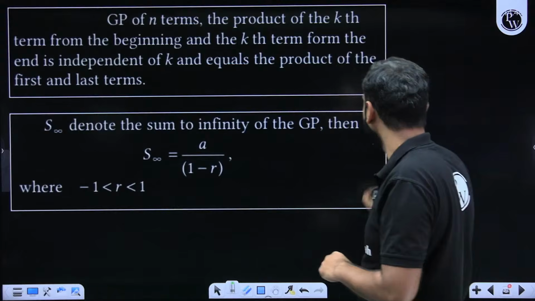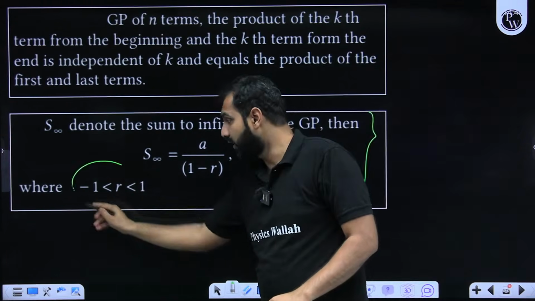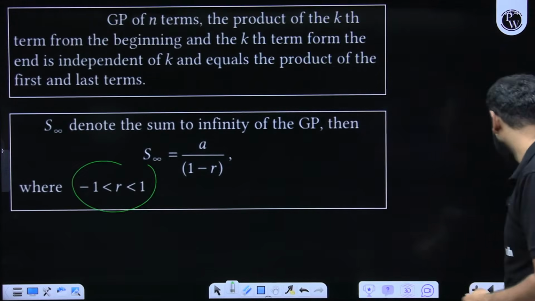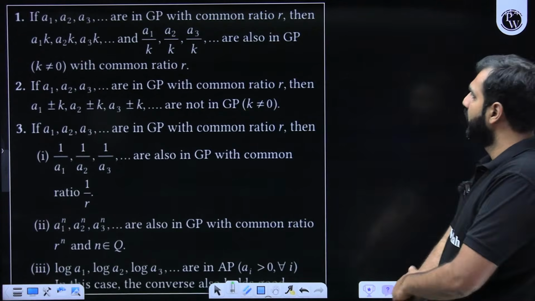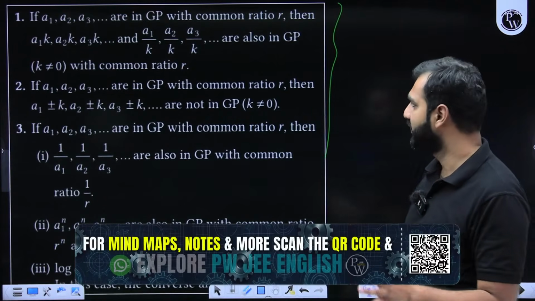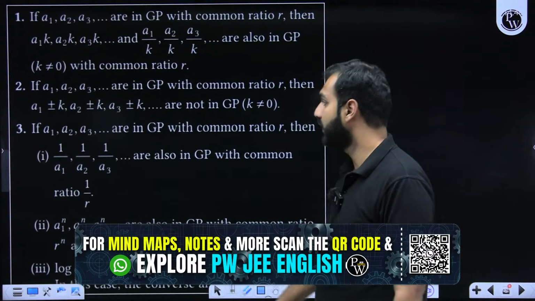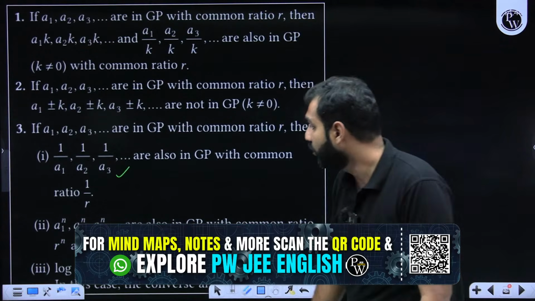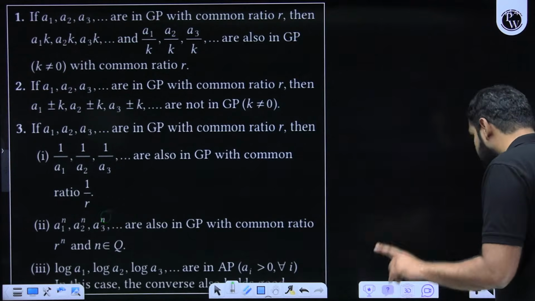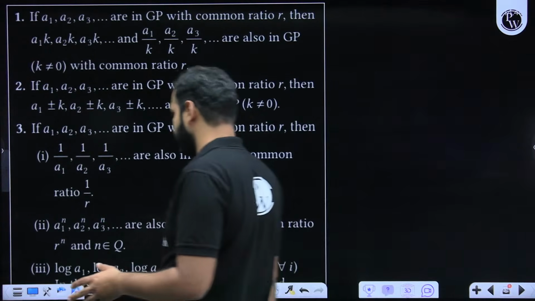The next conclusion is that the sum of infinite terms of a GP is given by a upon 1 minus r, but the catch is the common ratio should be between -1 and 1. Then only you'll be able to find the sum of this infinite GP. The next conclusion: if the terms of a GP are multiplied or divided by a non-zero number, then it still remains a GP, but it is not true for addition or subtraction. Even if you take the reciprocals of them, or raise them to a certain power, it also remains a GP.